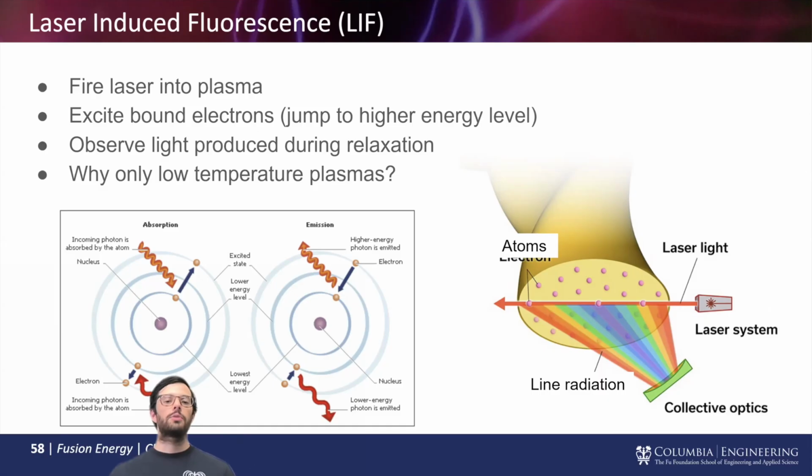So why can we only do this for low temperature plasmas? Because low temperature plasmas still have electrons bound to atoms, to ions. In a high temperature plasma, everything is dissociated. So all the electrons are flying around free and all the ions are flying around free. So there's no bound electrons for this to interact with. So we don't actually use this in tokamak plasmas. This gets used in lower temperature plasmas.